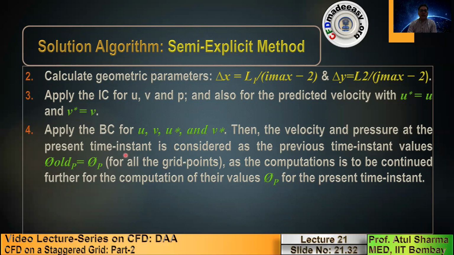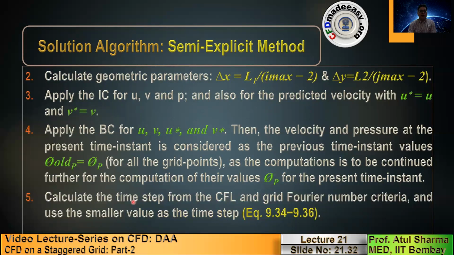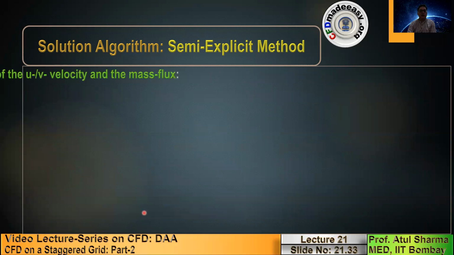Then the velocity and pressure at the present time step is considered as the previous time step values, which we have been doing in previous topics also, as the computation needs to be continued further for the computation of their values for the present time step. Thereafter, you calculate the time step from CFL and grid Fourier number criteria that I presented earlier, and use the smaller value. Note that you are using a semi-explicit method, so there is a time step restriction.